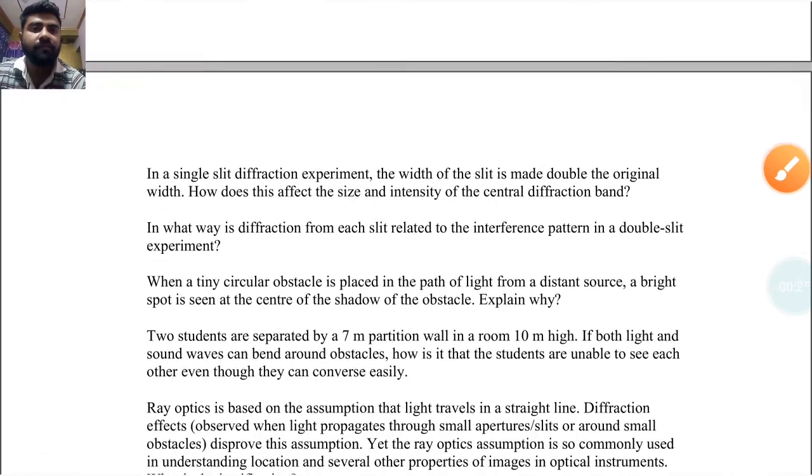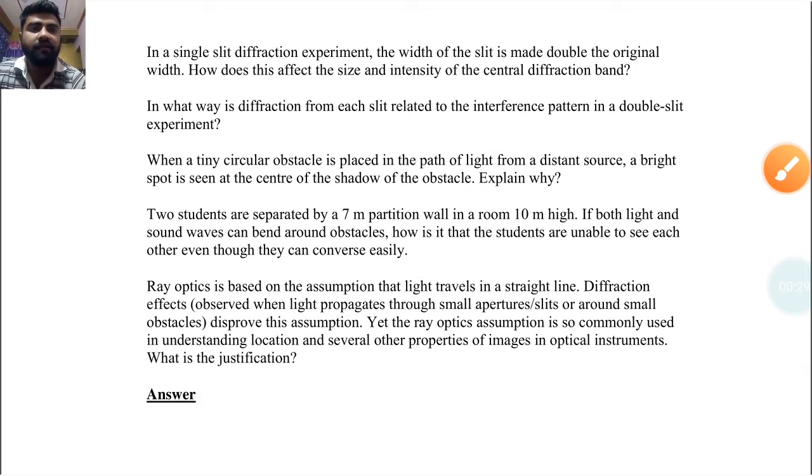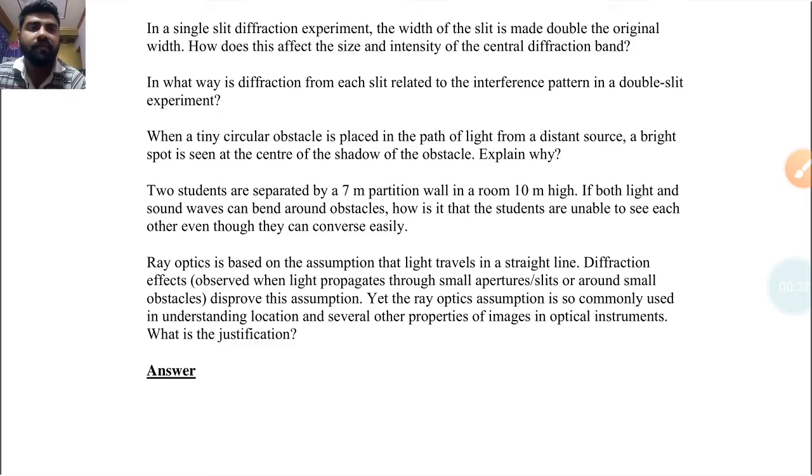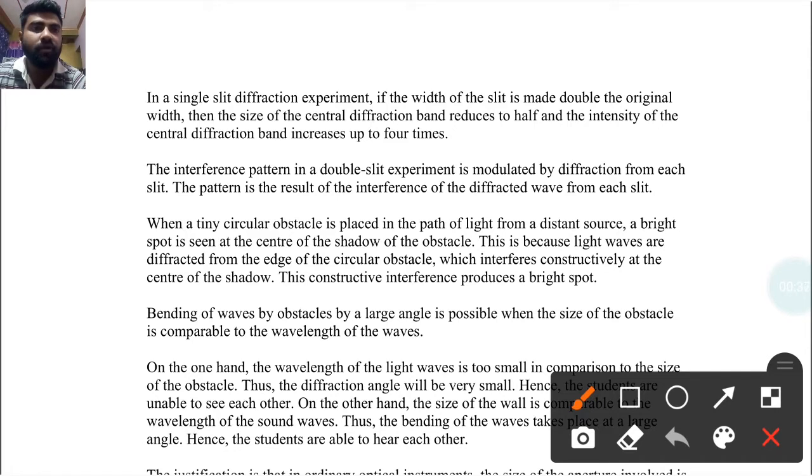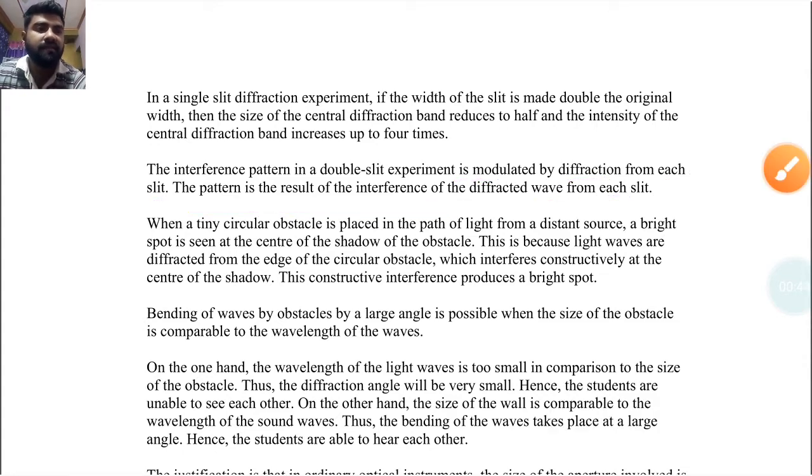Then second question, in what way is diffraction from each slit related to the interference pattern in a double slit experiment? So the interference pattern in a double slit experiment is modulated by diffraction from each slit. The pattern is the result of the interference of the diffracted wave from each slit.